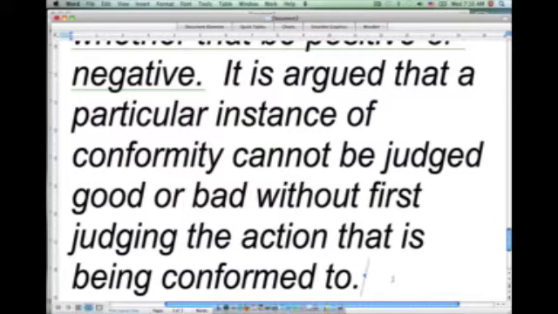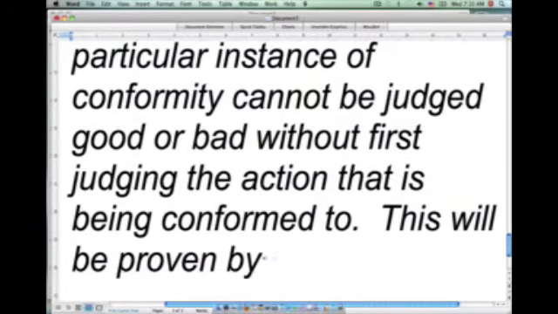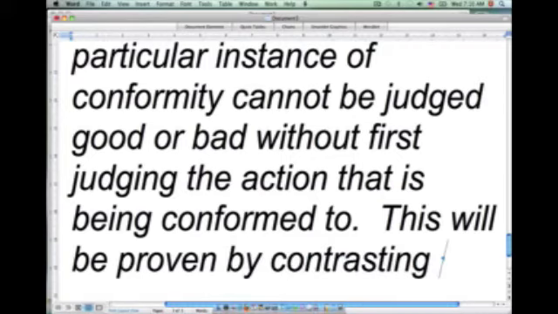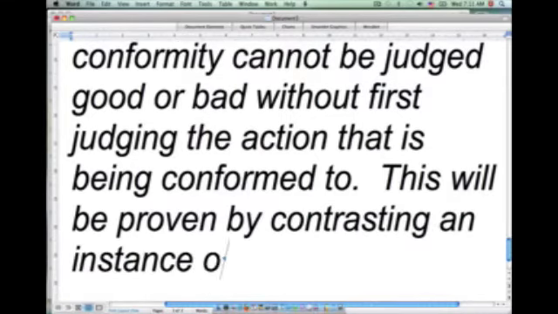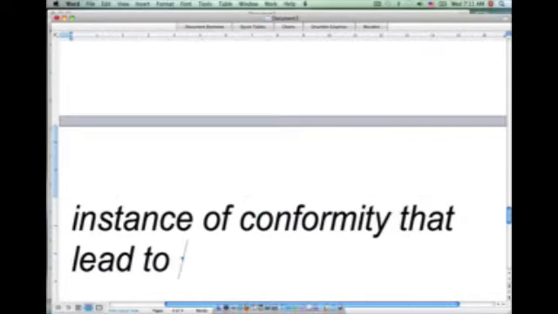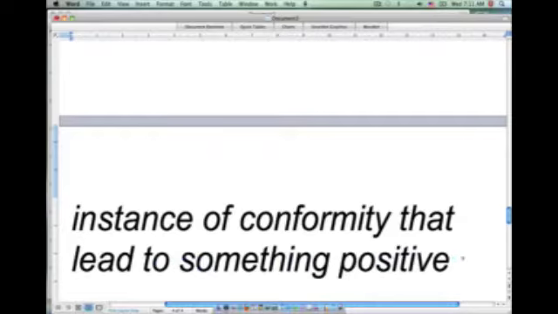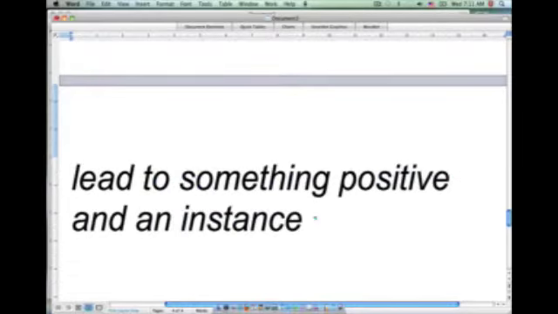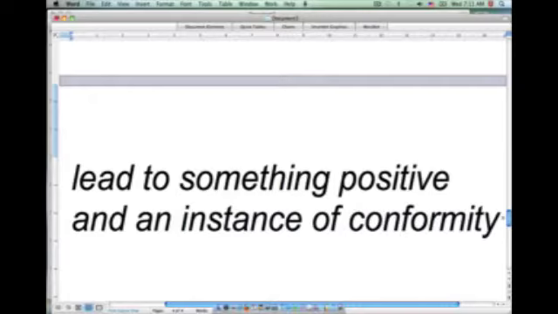So we would have to write an outline sentence that we're going to talk about these two contrasting ideas. So let's say this will be proven by contrasting an instance of conformity that led to something positive, and an instance of conformity that led to something negative.